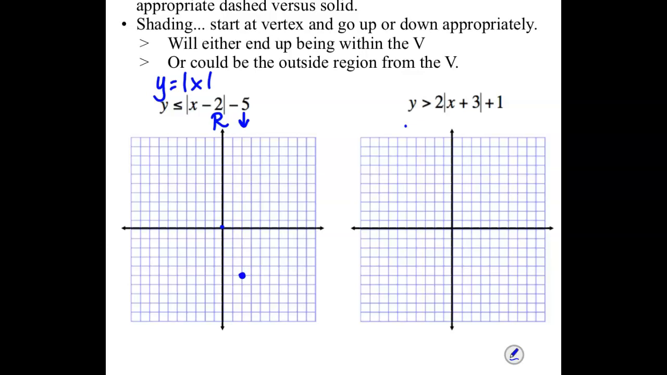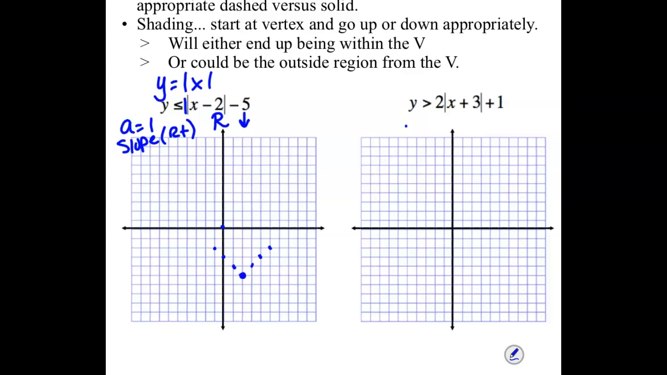And our a value in this case is a 1. And remember that represents the slope of the right side of our V. So I'm going to, from this vertex, just move a slope of positive 1 on the right side. And I'm going to go backwards and do a slope that's negative 1 on the left. Then I have to look at this inequality symbol. Since there is an equal sign, I know that I'm going to make it a solid V.